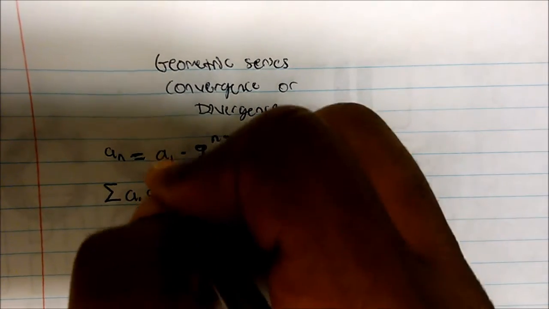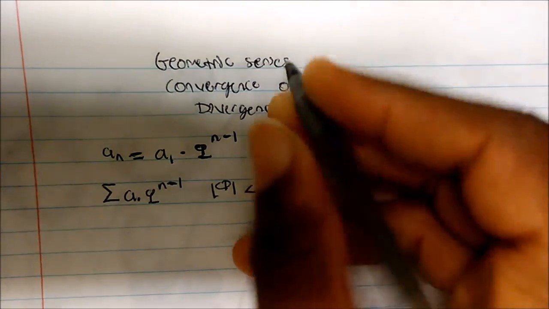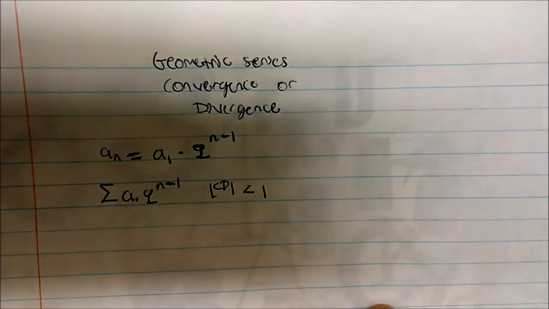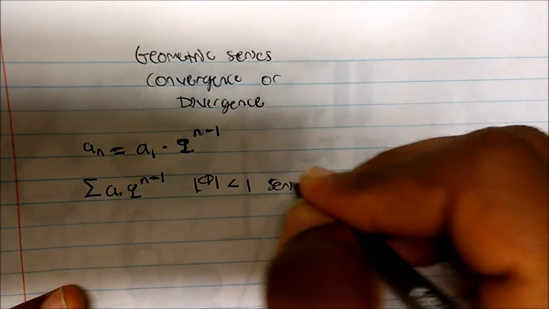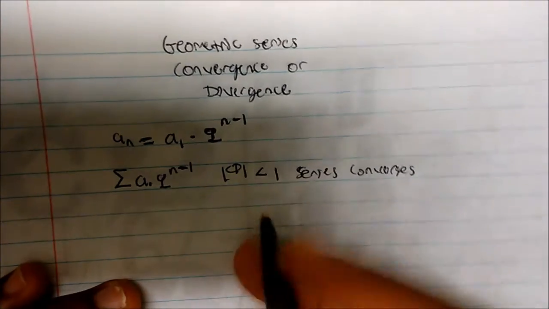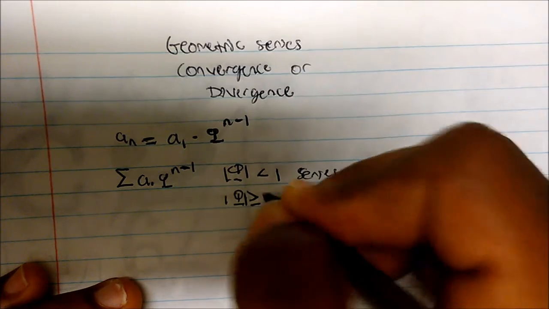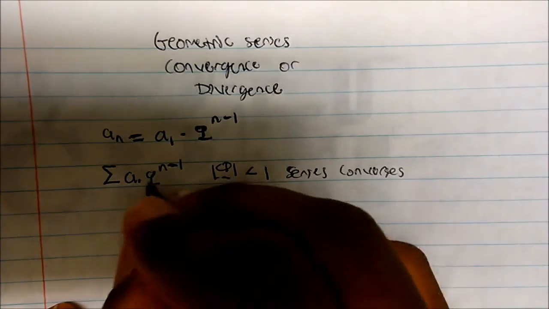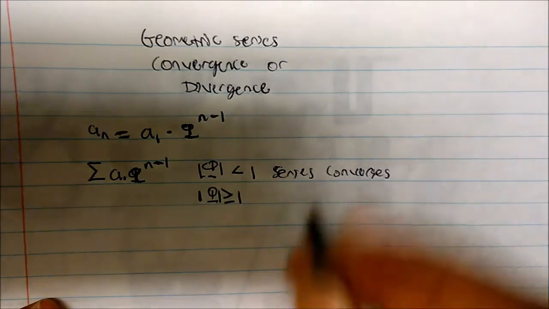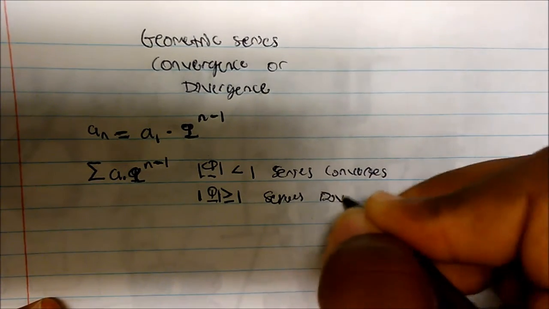In series fashion, it's usually given as a partial sum of a times q raised to the n minus 1. If the absolute value of q is strictly less than 1, then the series converges. If the absolute value of q is greater than or equal to 1, then the series diverges.